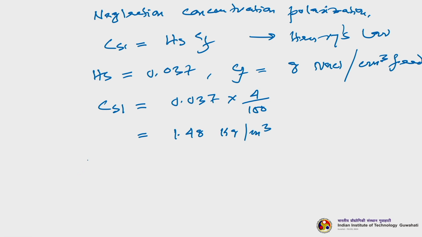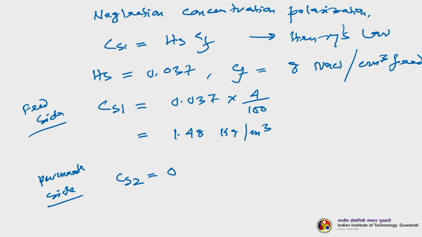So, this is the feed side. Similarly, you have to calculate the permeate side, that is Cs2. So, Cs2 equals 0, because there is no salt there. Here the membrane thickness Lm is given as 12 into 10 power of minus 6 meter. So, you can calculate Js by substituting in that equation. So, Js equals minus Ds delta Cs by Lm.